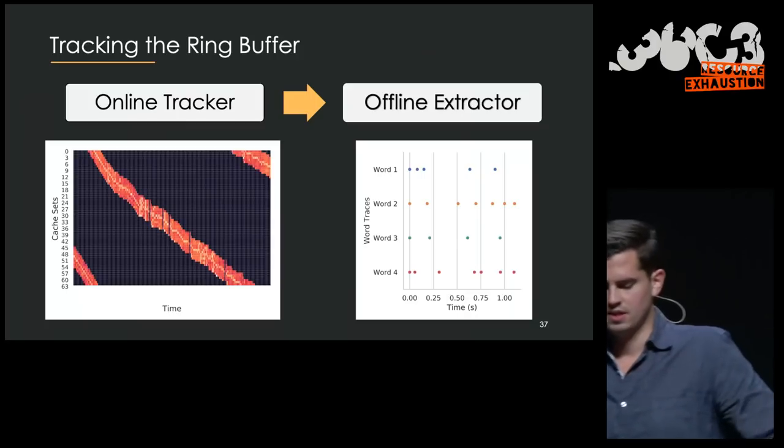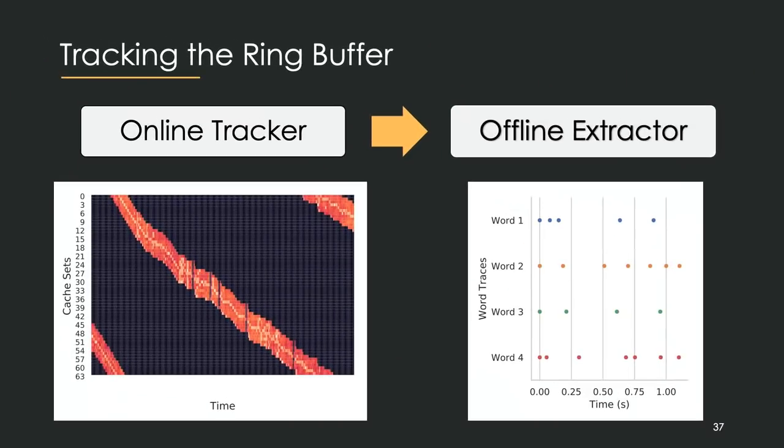It is basically a two-stage pipeline, which consists of an online tracker that is looking at a bunch of cache lines that it is observing all the time. When it sees that certain cache lines were activated, it moves that window towards the next position where it believes an activation will happen. The reason is that we have a speed advantage, so we need to profile much faster than the network packets of the SSH session are arriving.